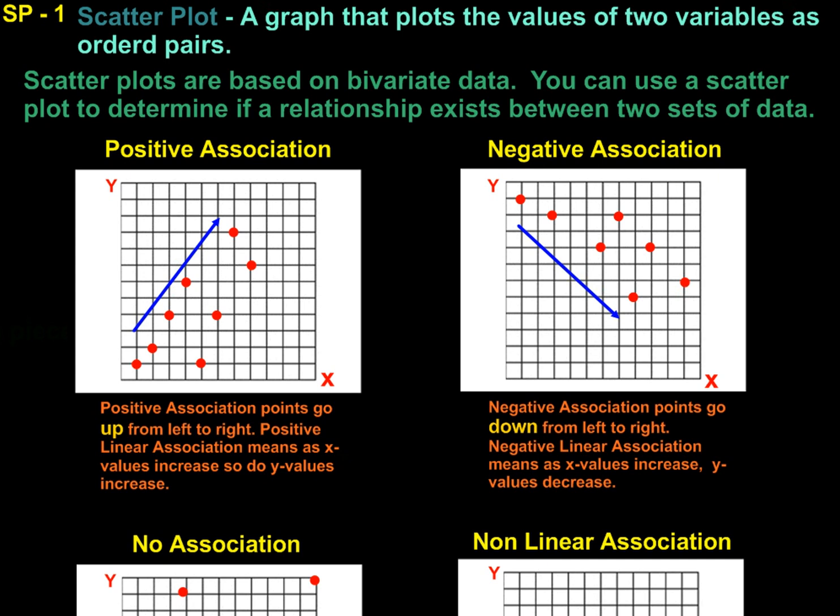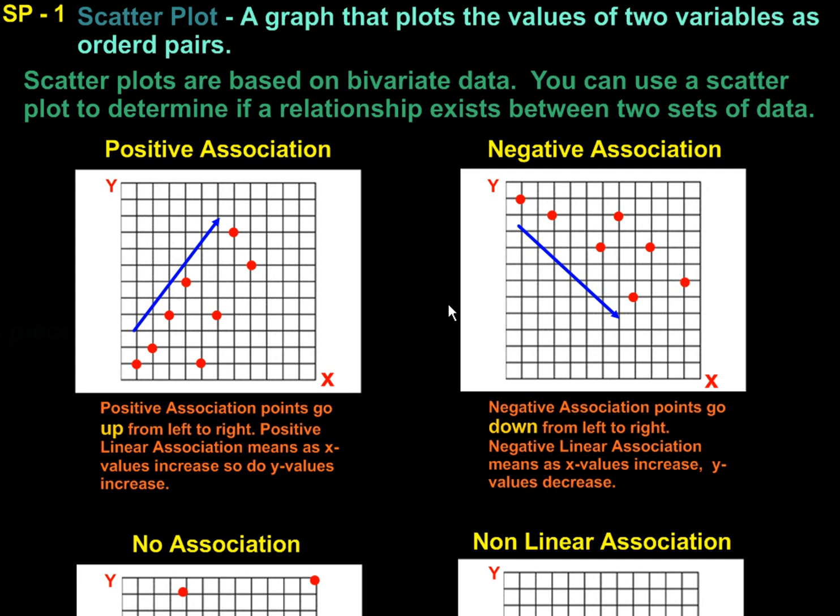We'll start by reviewing some of the notes that were handed out. A scatter plot is a graph that plots the values of two variables as ordered pairs. Scatter plots are based on bivariate data, which simply means two different sets of data. You can use a scatter plot to determine if a relationship exists between two sets of data.